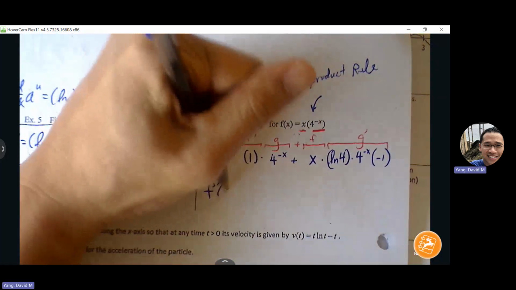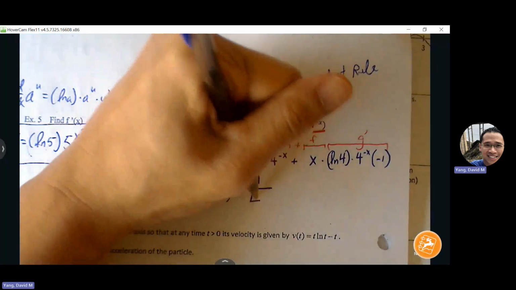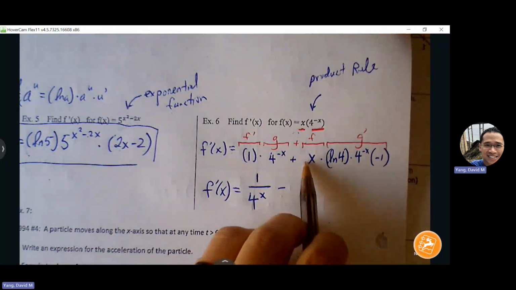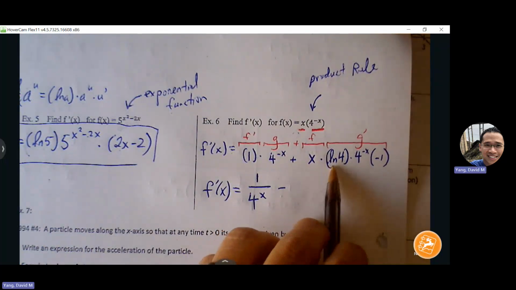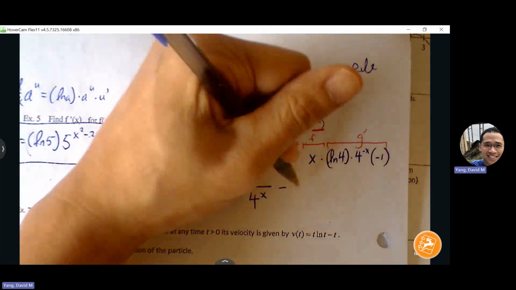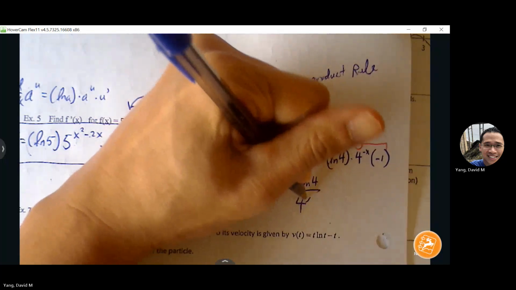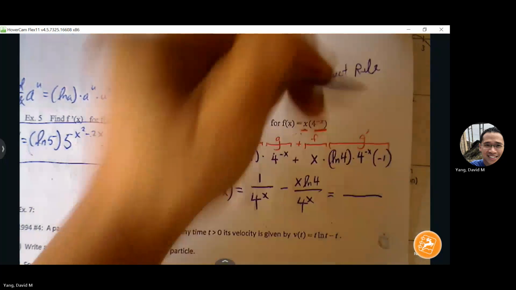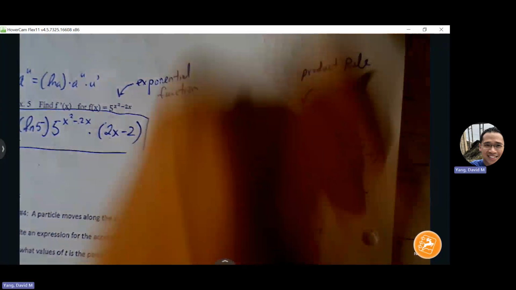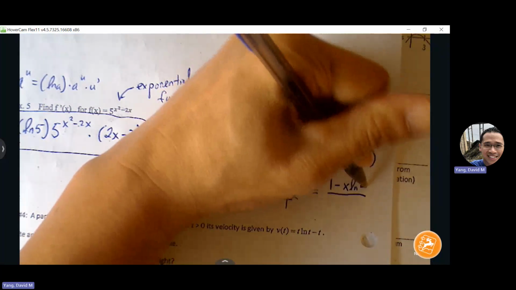Do a little bit of cleanup here. 4 to the negative x, I can rewrite as 1 over 4 to the x. I can drag that negative in front. The natural log of 4 can stay above. I can bring that 4 to the negative x to the denominator. It's already sharing a common denominator, so I can just make it into the same fraction without too much effort.